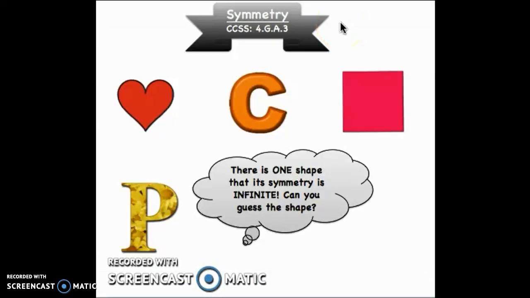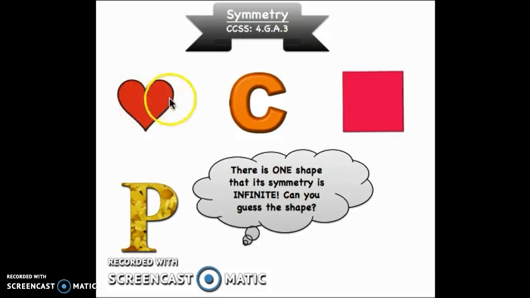Going to identify symmetric figures as well as recognize that some shapes have more than one line of symmetry. Let's first discuss what are symmetric figures. When a two-dimensional figure can be folded along a line and create a matching part, the figure is symmetric. So let's begin by looking at this heart over here.